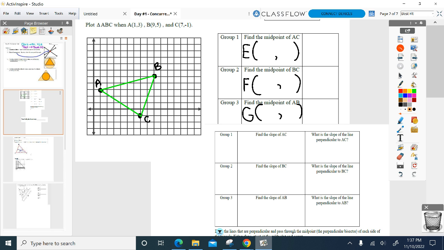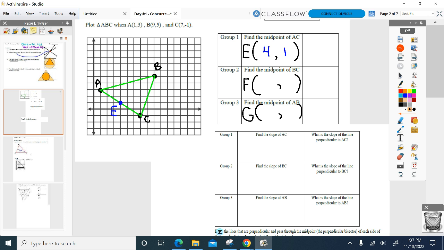Group 1, what was the midpoint of AC? (4, 1). And I'd like everyone to call that point E when you graph it, please. So (4, 1): 1, 2, 3, 4. Yep, looks pretty darn good too, right in the middle of AC. (4, 1).